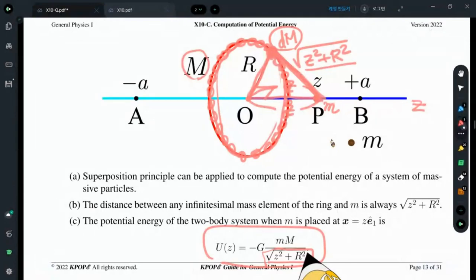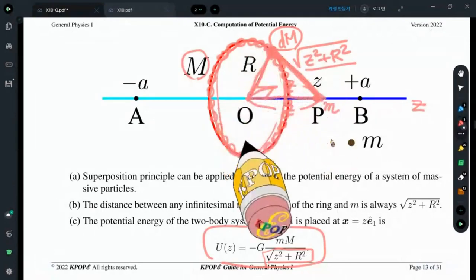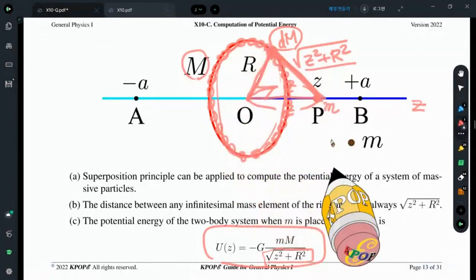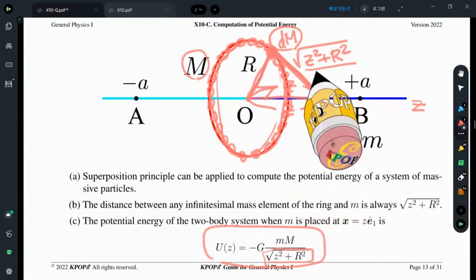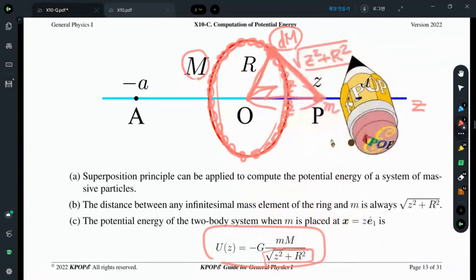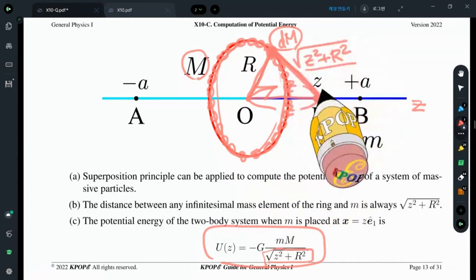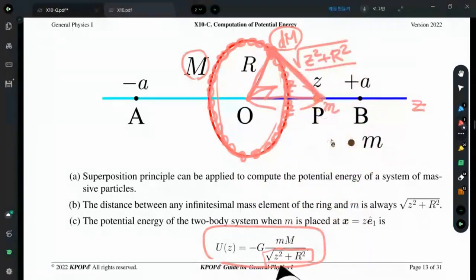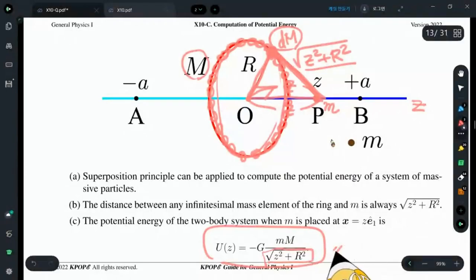We could have carried out integration, but that integration is just a trivial integral whose integrand is just a constant, 1 over square root z squared plus r squared. So this is the answer. Trivial.